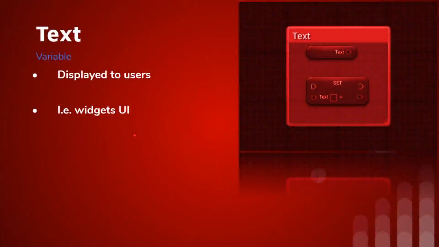Now text inside of Unreal Engine, this variable is normally something that we will display forward to the users, and one example of that would be any of the widgets that you design or UI, so you can use this to display that text. If you guys do want to, I did make a video on the NPC dialog system, and in that I use this variable, so you guys can check that out.